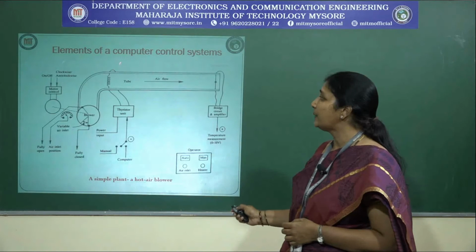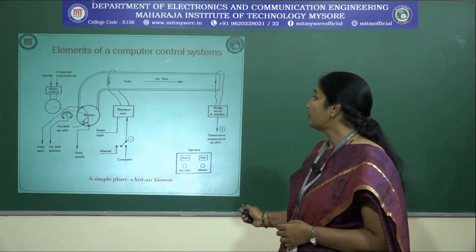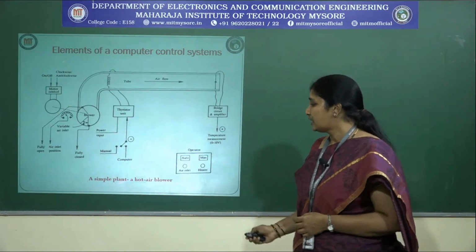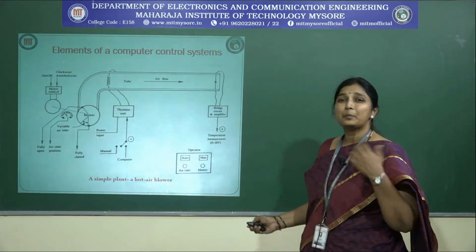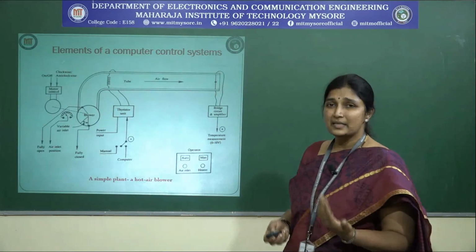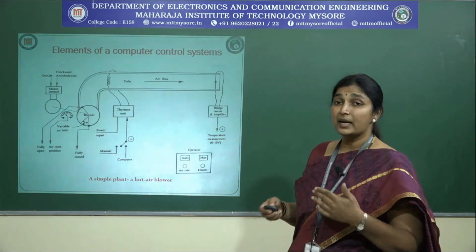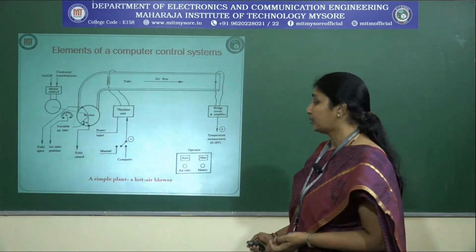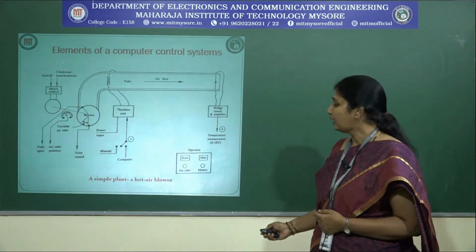So it's called an element. What are the elements of computer control systems? So if you just see, it is the simplest plant, and that plant is nothing but a hot air blower. How will it be operated? What is there inside it? What is the end product? What is it that we are expecting out of a hot air blower? Now, what is a hot air blower?